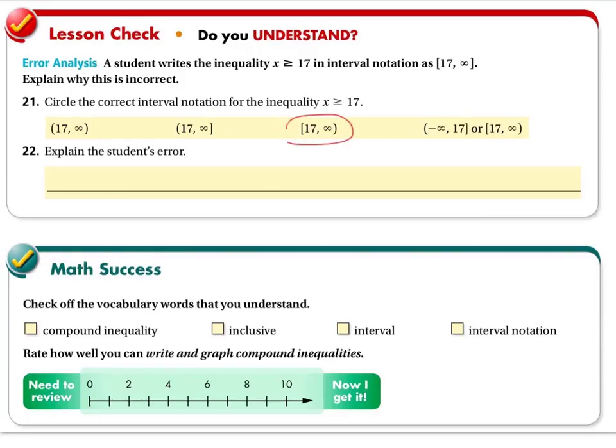You realize that this is a correct answer. And why is this wrong? Well, it's wrong because infinity can never be reached. And so it's always going to have a parenthesis. Never is it going to have a bracket. Make sure you understand each of these words and tell me how well you get it.